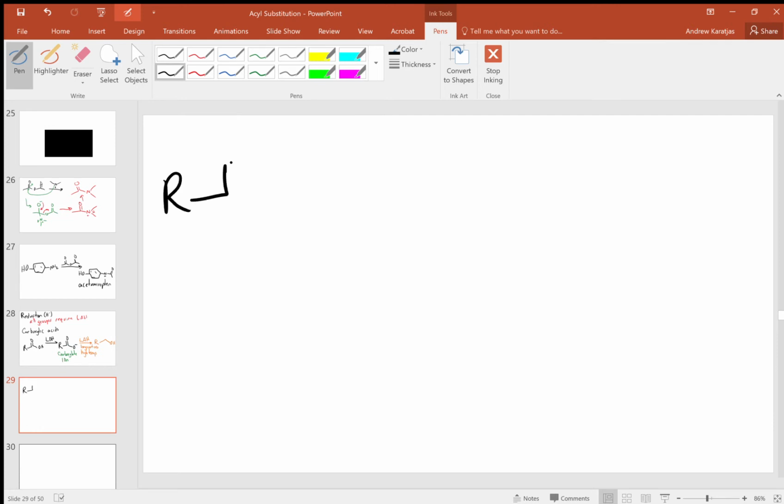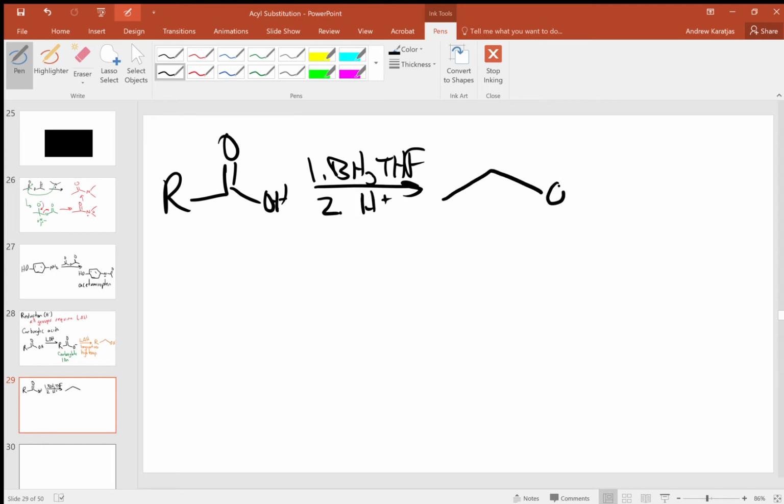Borane, BH3, which you may recall from hydroboration reactions, is a much milder reagent that will perform the same reaction. So you start with BH3 THF, borane THF, the same reagent we saw previously, and then quench the reaction with acid, and you get the same reduction to form the alcohol.